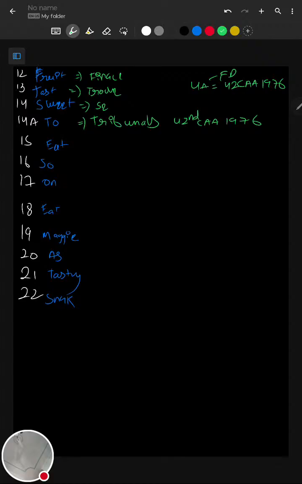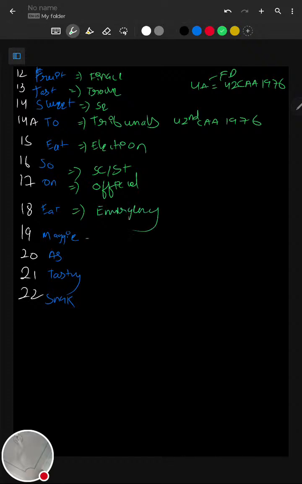Now going on, E for election. S is special provision to SC, ST. O is your official languages. E is your emergency. Then emergency is in your, I forgot that, yeah. Emergency is in your like the president emergency, state emergency. There are like I think so 4 emergencies.